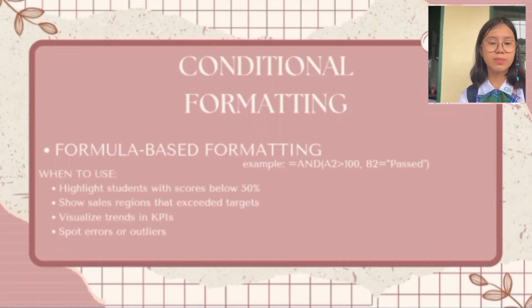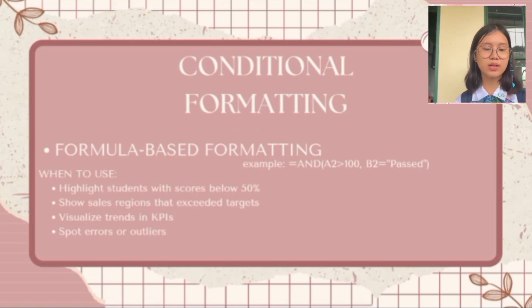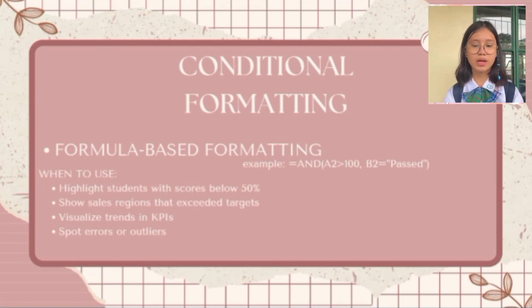When to use formula-based formatting. Highlight students with a score below 50%, show sales regions that exceed targets, visualize trends in KPIs, spot errors or outliers. Example: =AND(A2>=100, B2=pass).